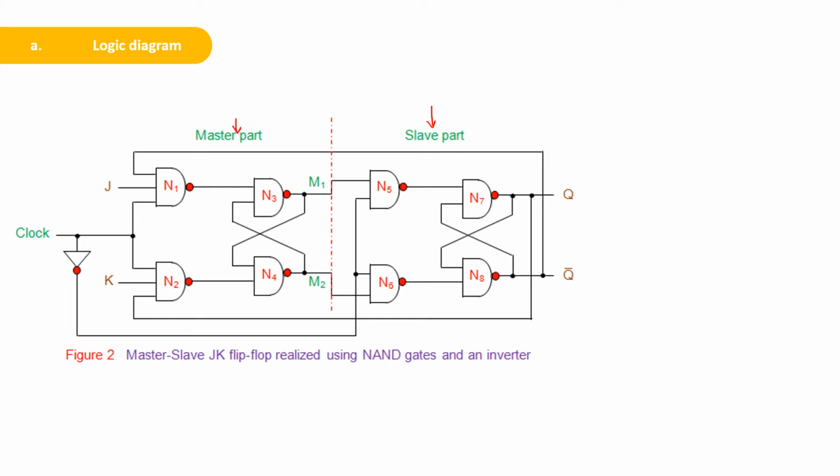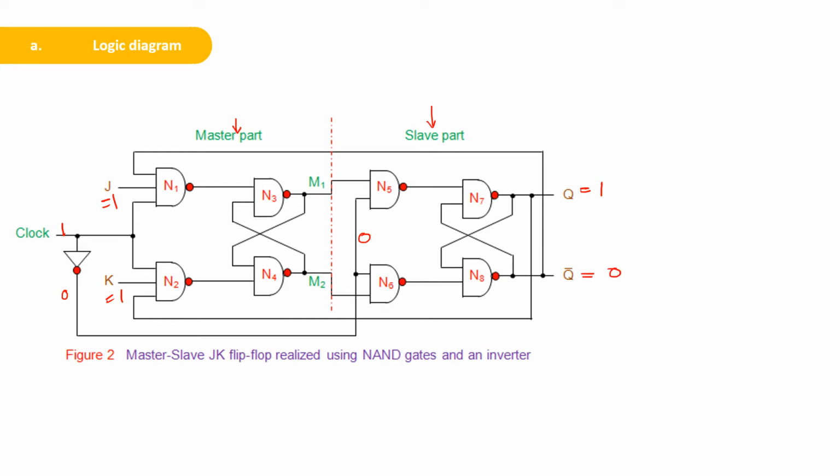Now we can consider J equal to 1, K equal to 1, and clock equal to 1. So this clock here you will get as 0. That means this will be 0. So when the positive part of the clock comes, a 1 will appear at the NAND gates N1 and N2, and a 0 will appear as the input of N5 and N6. For simplicity, we can consider Q equal to 1 as the previous state and Q bar as 0.